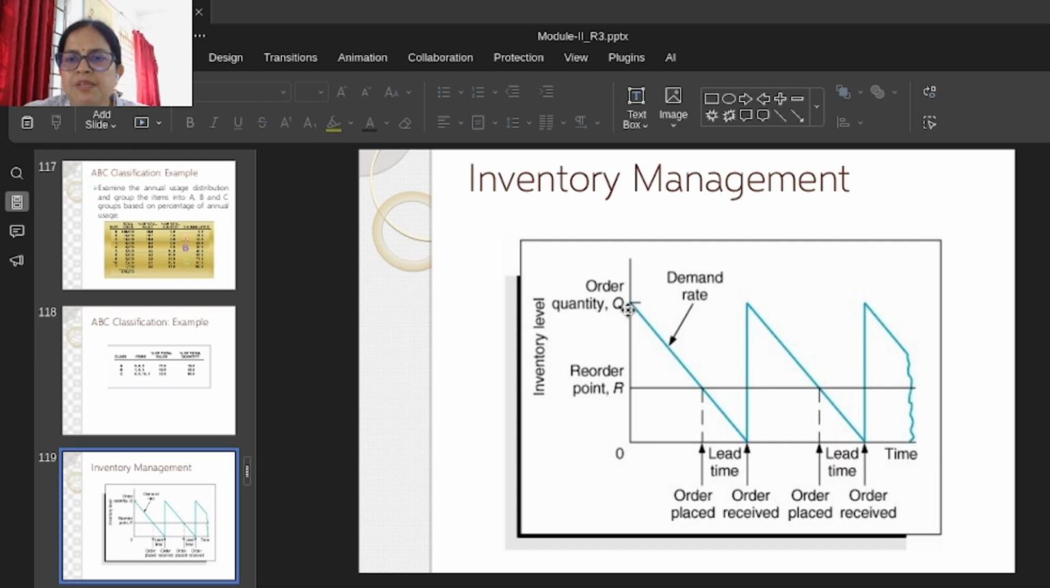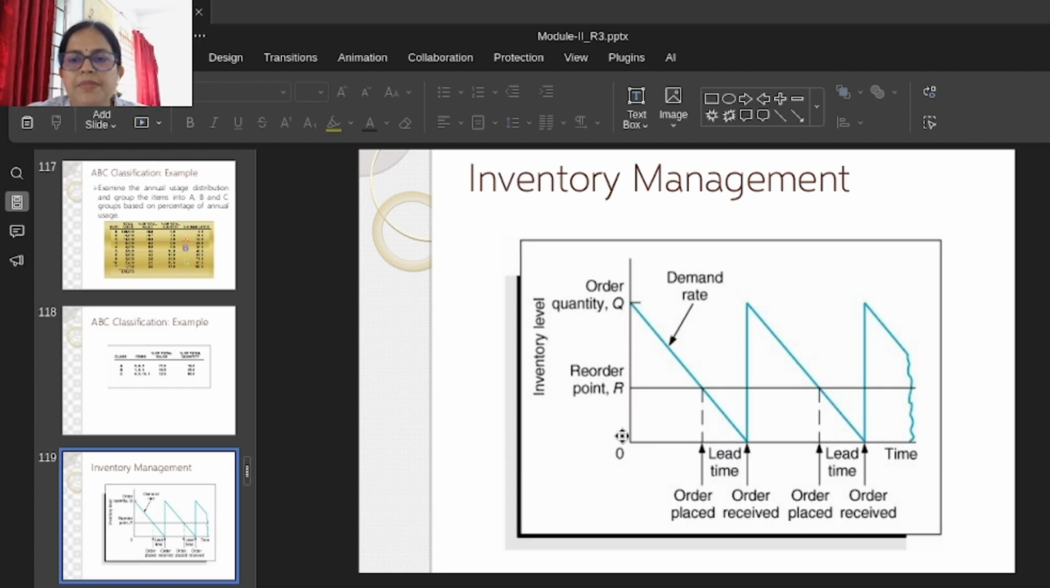Why? Because the maximum inventory is Q and the minimum is 0. If you add Q plus 0, divided by 2, that is Q by 2, the average inventory. And as this is a right angle triangle, the inventory is nothing but the area covered here, the area of the right angle triangle. What is the area of the right angle triangle?